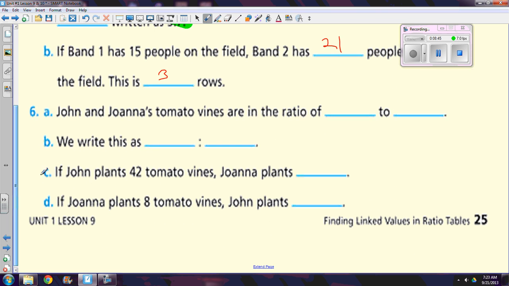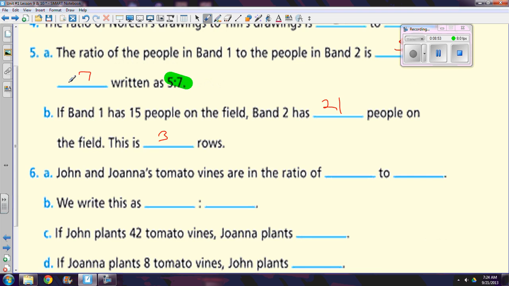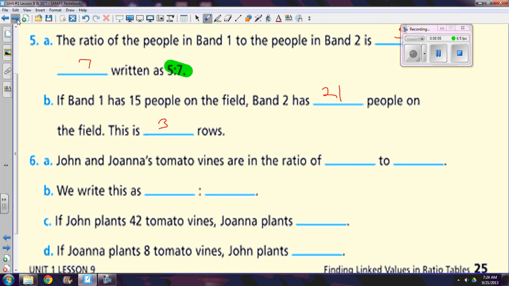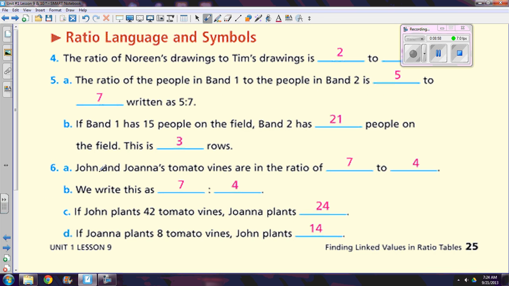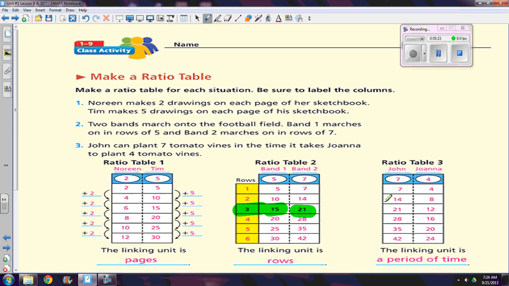Okay? I'm just going to show you number 6. This is with John and Joanna, so you don't have to copy number 6 down. But again, 4 and 5 and 6 would look like this. And let's talk. John and Joanna's tomato vines are in the ratio of 7 to 4. We write this as 7:4. John plants 42 vines, Joanna plants 24. And if Joanna plants 8 tomato vines, John plants 14. And that just comes from the table here.